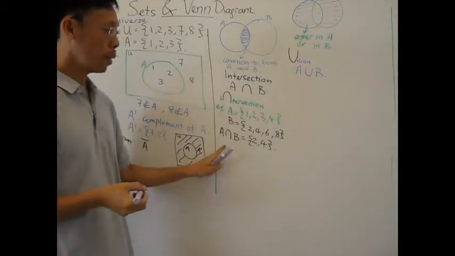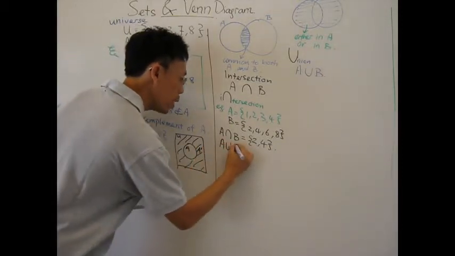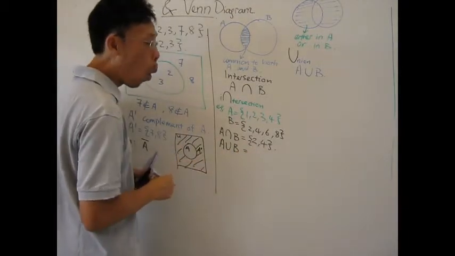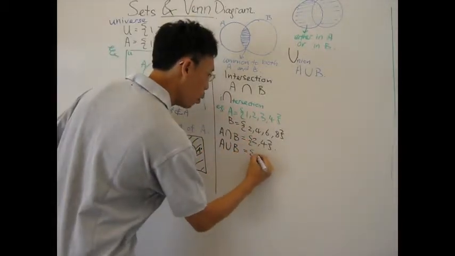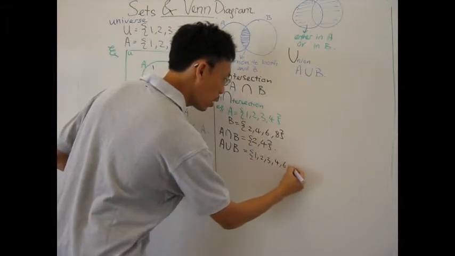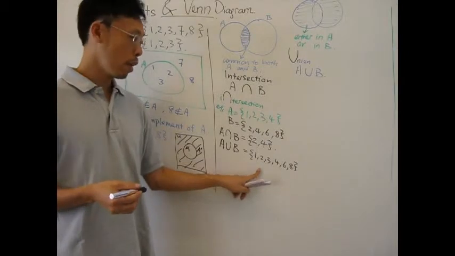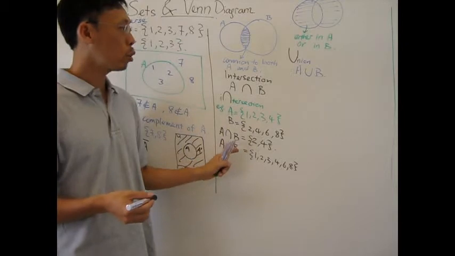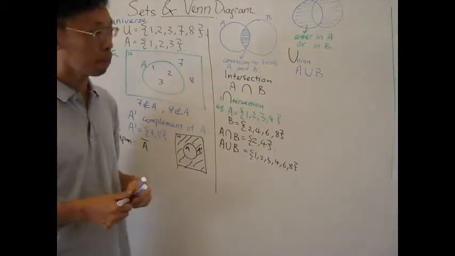So if I use this same example here, what is the answer for A union B? I have to look at all the elements in either A or B. So I have 1, 2, 3, 4, and then 6 and 8. So these are all the elements in either A or B. That's the union. The intersection is common to both A and B.